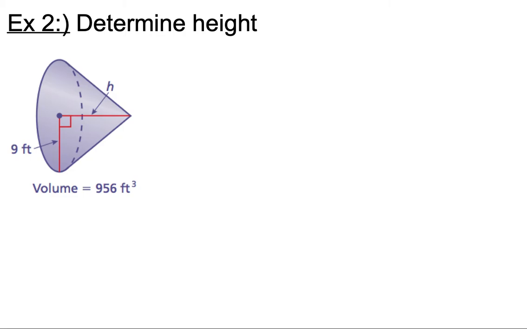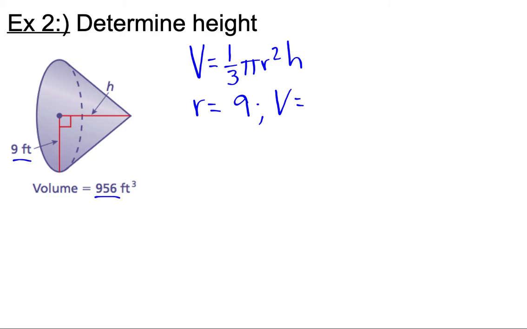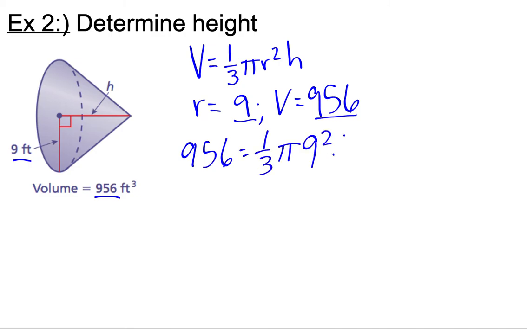Determine the height. All right, in this one, we do know the volume, and it's one of the other pieces of information, the height, that we need to calculate. So first, notice that it is a cone, and since it is a cone, we write down the formula V equals 1/3 pi r squared H. We're going to identify some things. R is simply just 9 feet. H is unknown, but we do know V is 956 cubic feet. Then we rewrite the formula plugging in R and V, so 956 equals 1/3 pi times 9 squared times H.